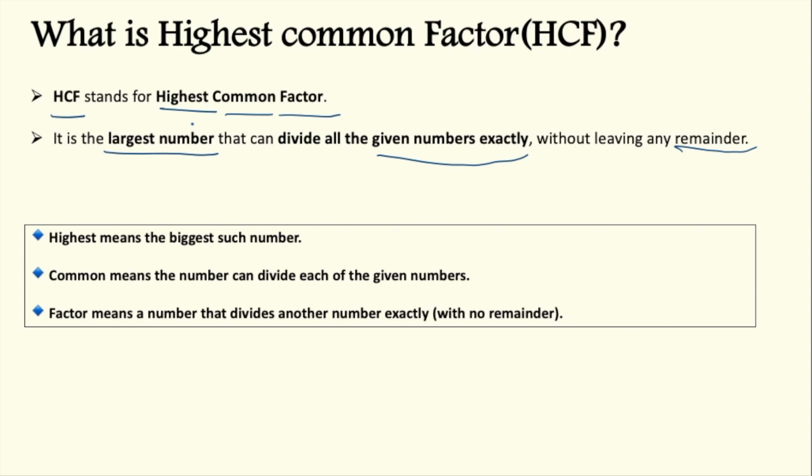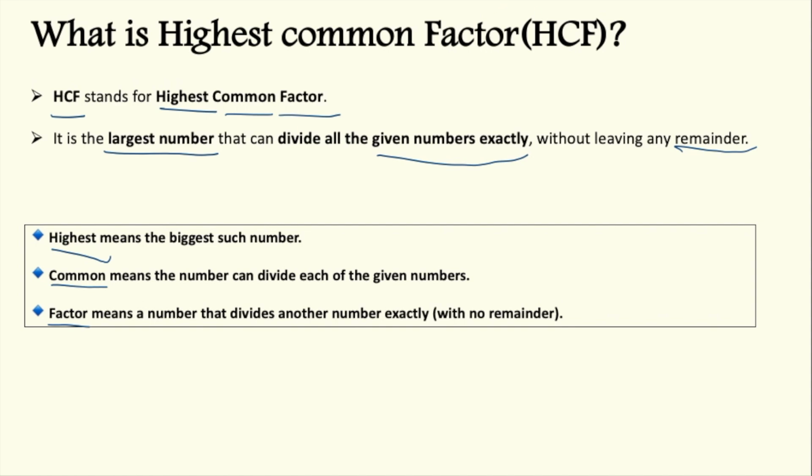Let's pause here and look at each word in highest common factor. Each word tells us something important. Highest. This means we are looking for the biggest possible number that does the job. Not just any number, but the largest one that fits. Then comes common. This tells us the number must work for all given numbers. It has to be something they all share, something that divides each one equally. And the last term, factor, means a number that divides another number exactly with no remainder. A factor is simply a number that can divide another number exactly without leaving any remainder.